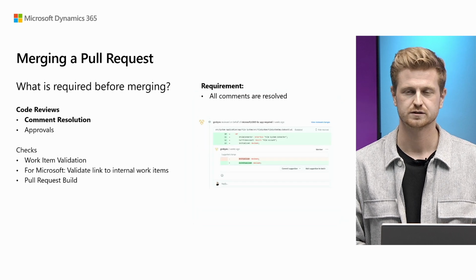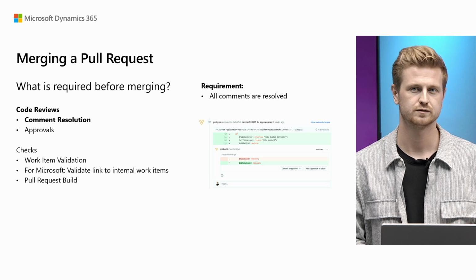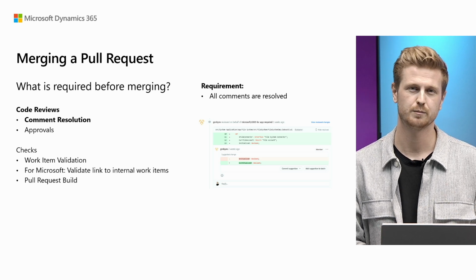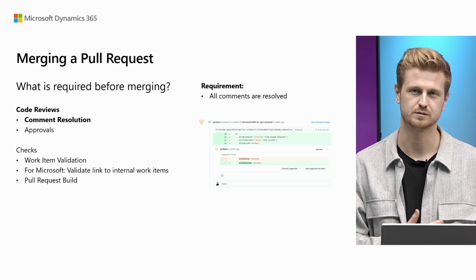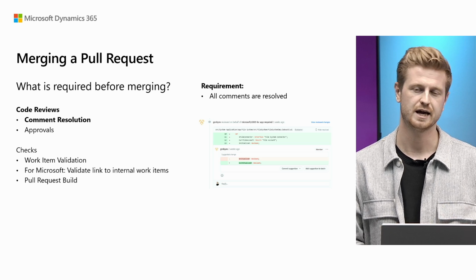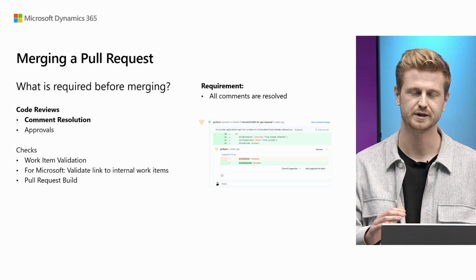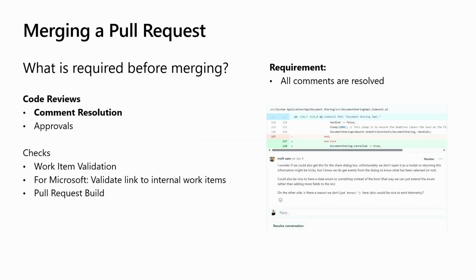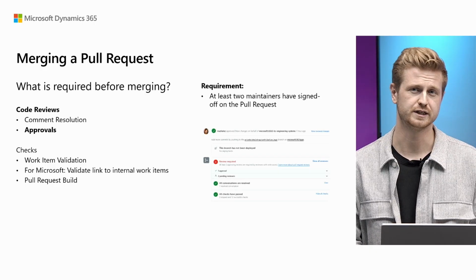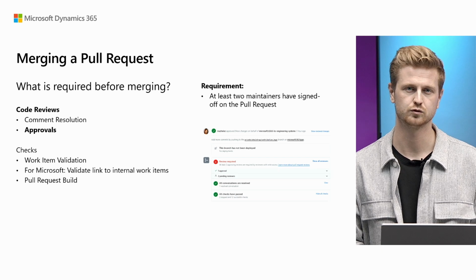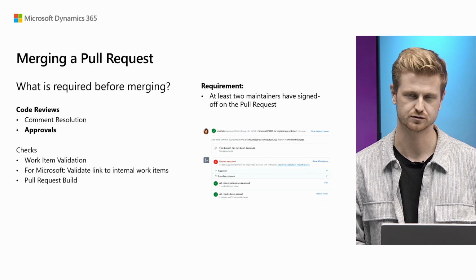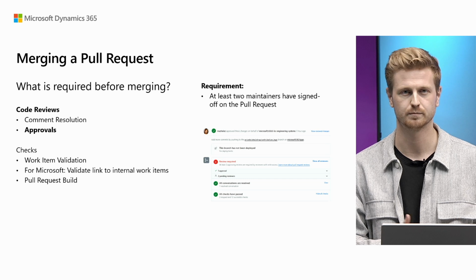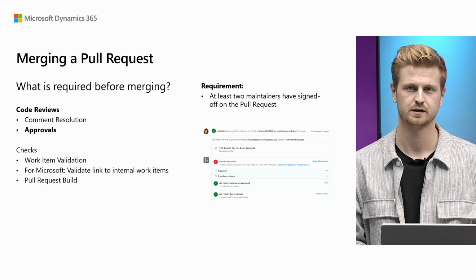So starting off with comments, the first thing we require is that all comments are resolved. As I said, when you open up your pull request, you'll get comments from us in Microsoft or other members of the BC community. And comments could be as simple as just committing a suggestion, or it could be something like a discussion item that you need to resolve with the reviewer. The important thing here is that all these conversations are resolved before the PR can be merged. The second step here is that you need approvals. We require at least 2 approvals from maintainers of the BCApps repository, which essentially means 2 approvals from engineers at Microsoft.